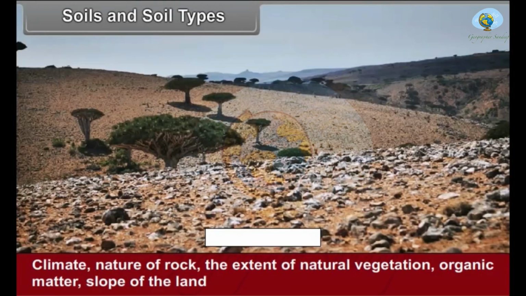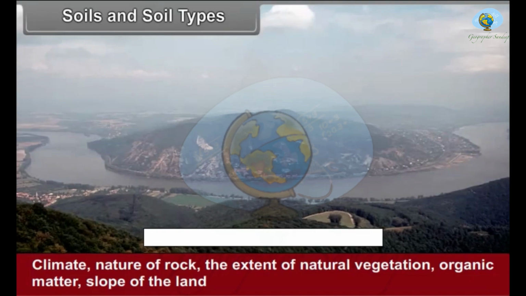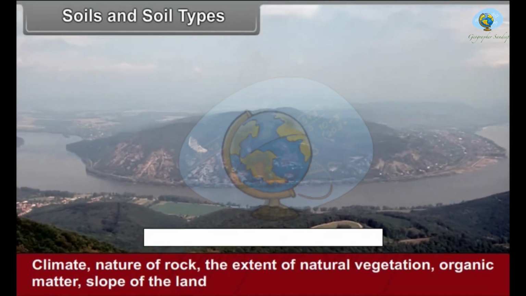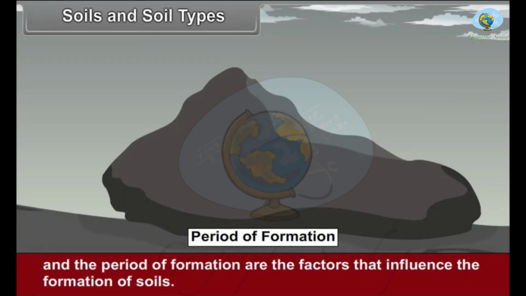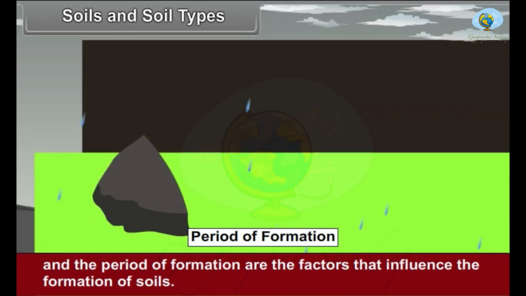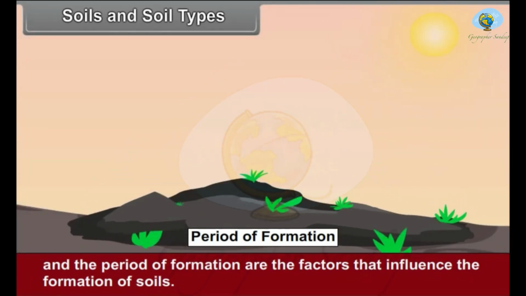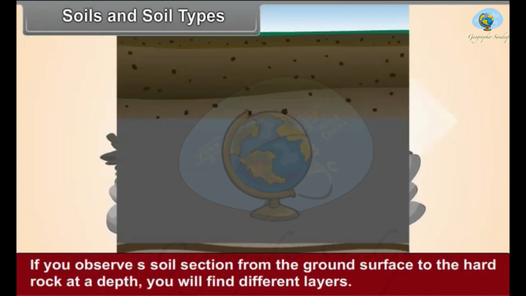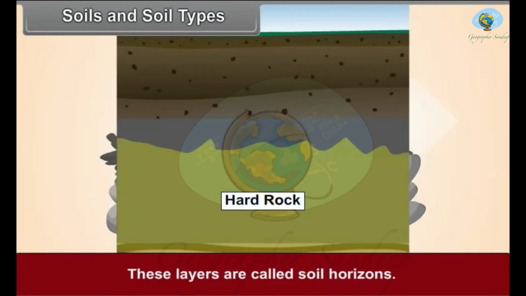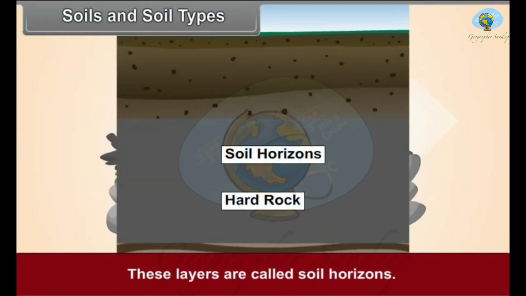Climate, nature of rock, the extent of natural vegetation, organic matter, slope of the land, and period of formation are the factors that influence the formation of soils. The types of soil depend on these factors. If you observe a soil section from the ground surface to the hard rock at a depth, you will find different layers. These layers are called soil horizons.